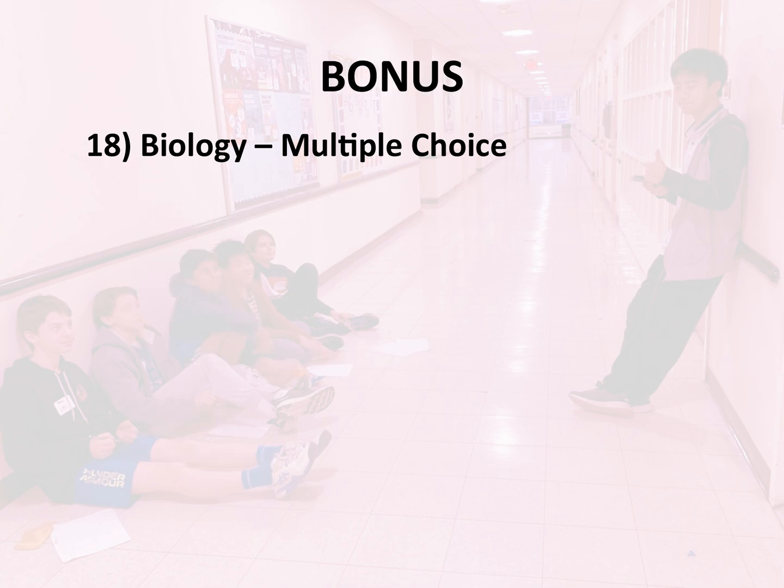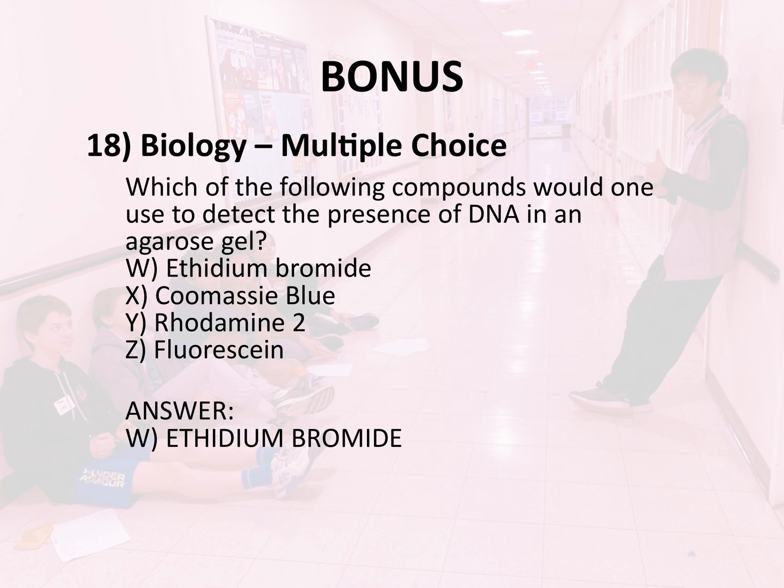Bonus, 18. Biology, multiple choice. Which of the following compounds would one use to detect the presence of DNA in an agarose gel? W. Ethidium bromide. X. Coomassie blue. Y. Rhodamine 2. Z. Fluorescein. Answer. W. Ethidium bromide.